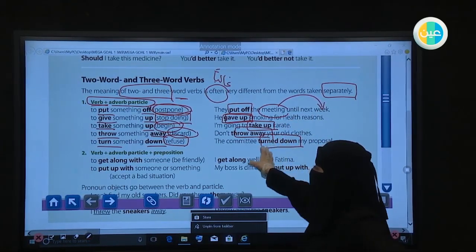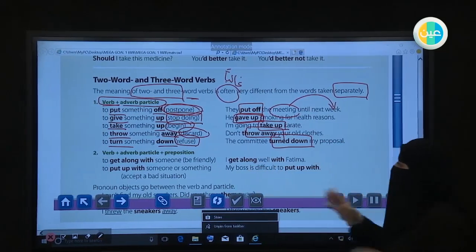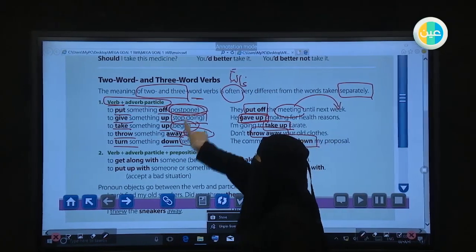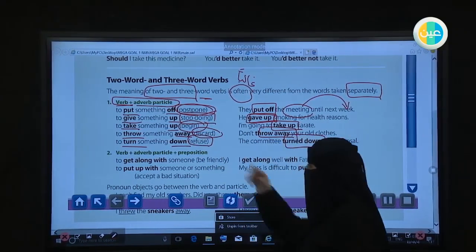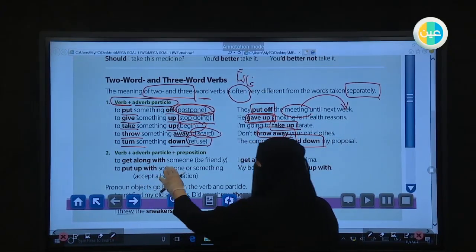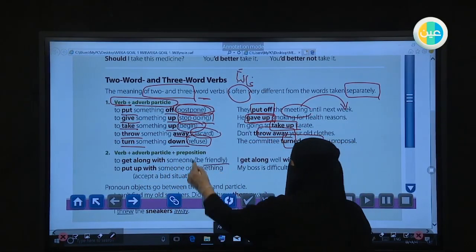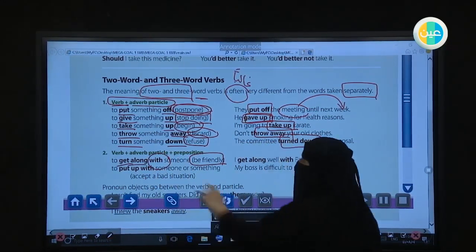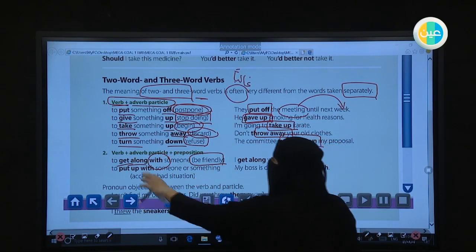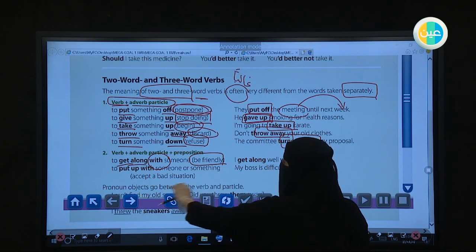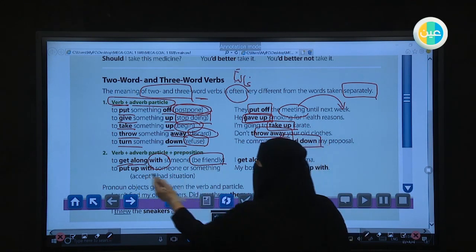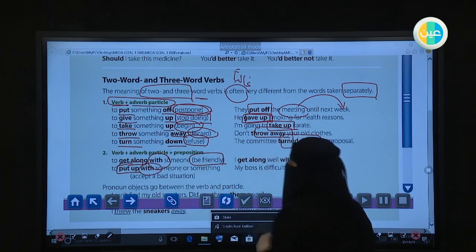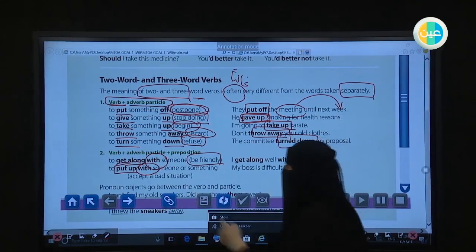Let me check the next point. The next point is verb with adverb particle and preposition. In that section, they add a preposition after the adverb particle. Let me check that together. To get along with someone means be friendly. So get along with, this is the preposition. To get along with means be friendly. To put up with someone or something means accept a bad situation. So put up is the adverb particle, and with is the preposition. It means accept a bad situation.